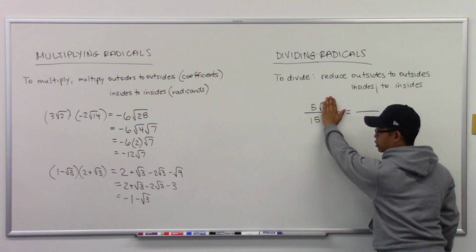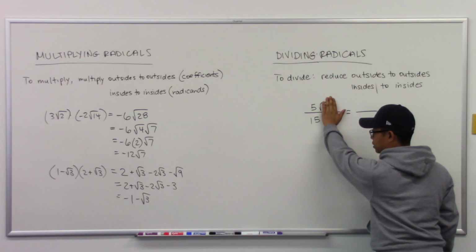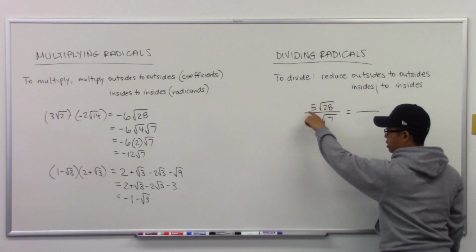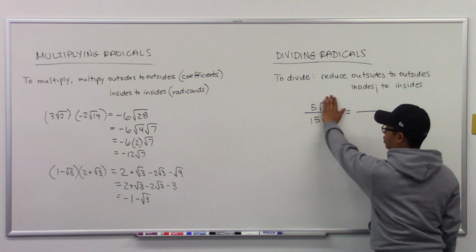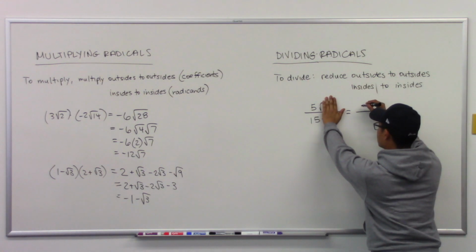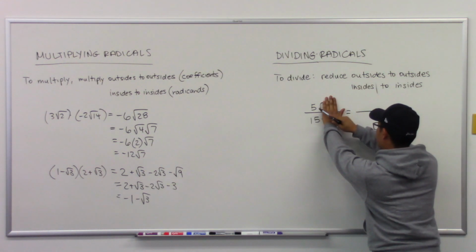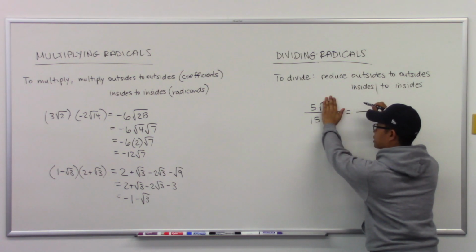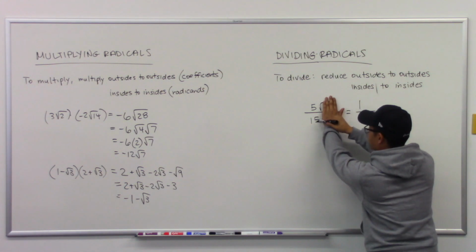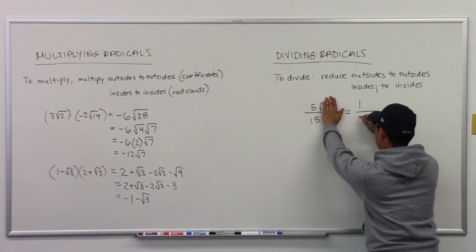Not 3. You can divide them both by 5. You can't say 3 because that means 3 over 1. So if you divide this number by 5, what do you get? You divide 5 by 5, what do you get? If you divide 15 by 5, what do you get?